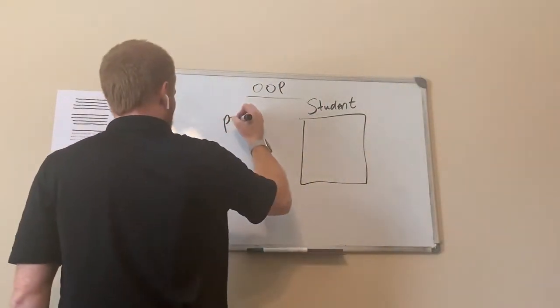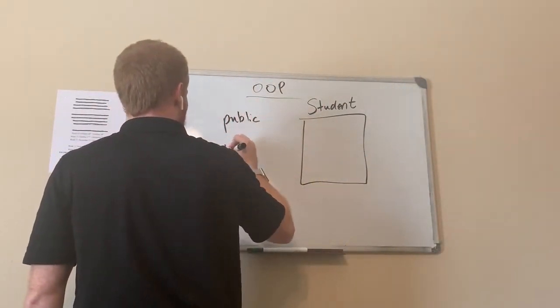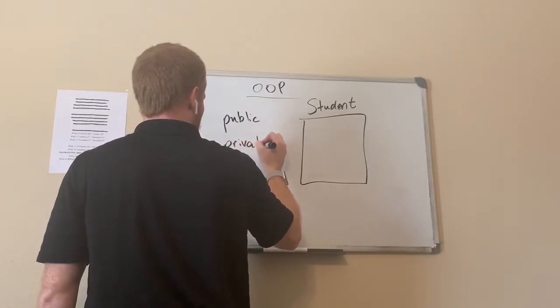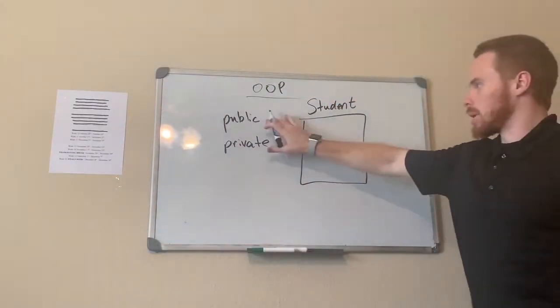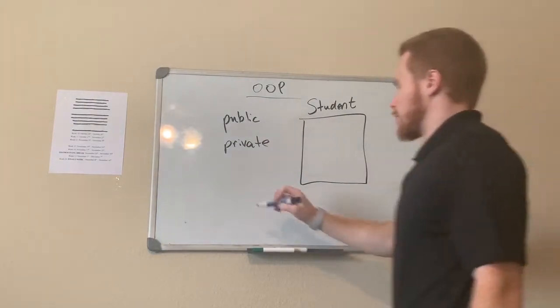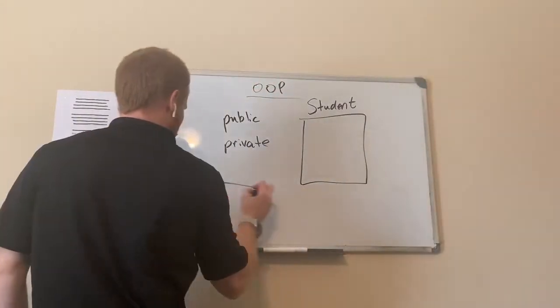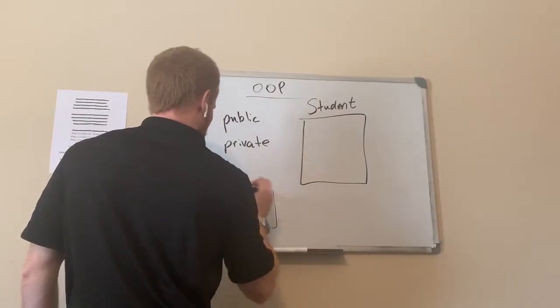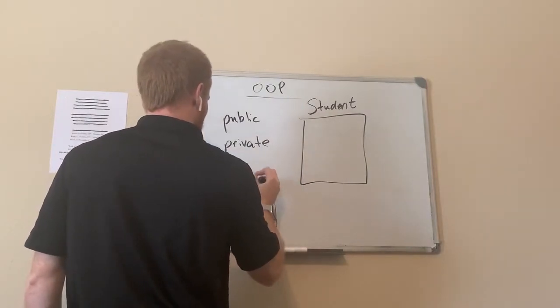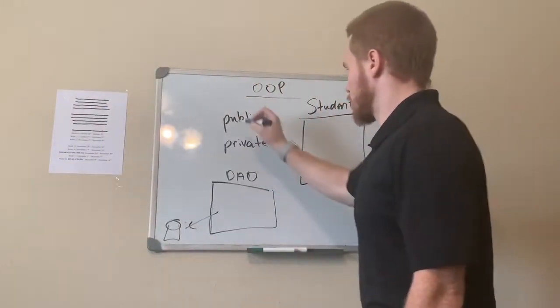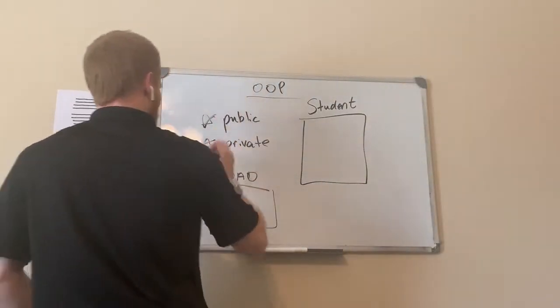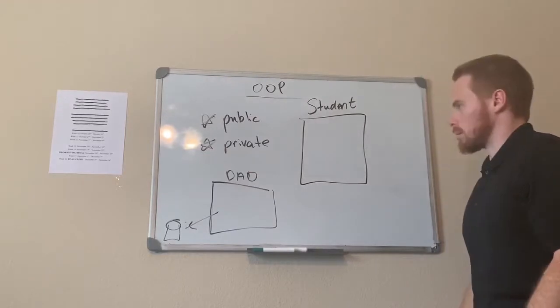We have public and private, and there's also protected, but we're just going to go over these two main guys here. So public means that if I have another class, let's just go with that data access object class that reaches out to the database. So these are my two keywords that I want to talk about.